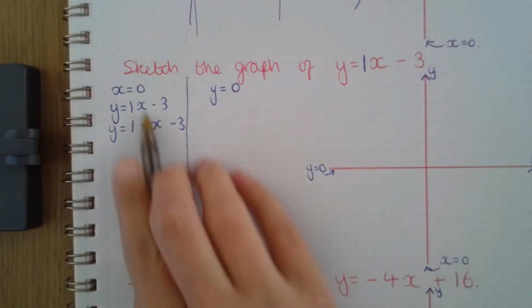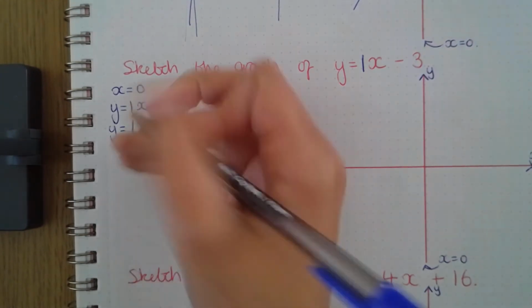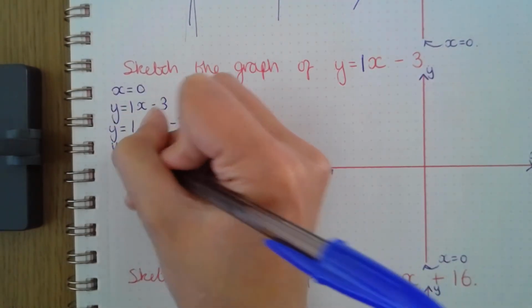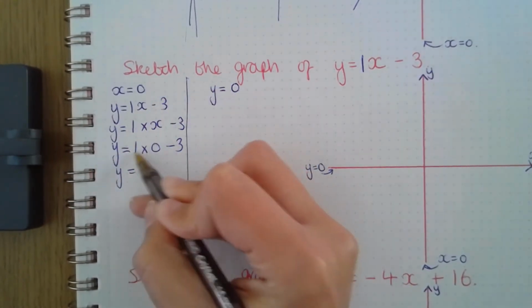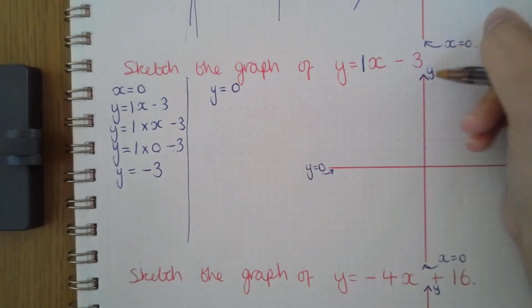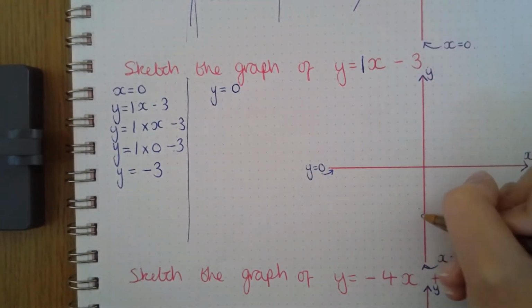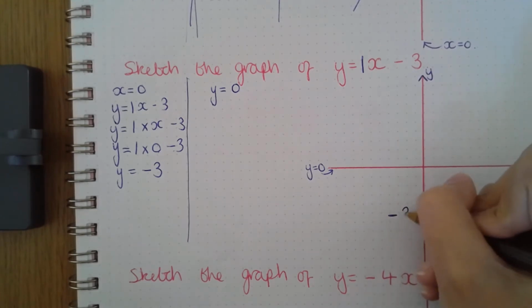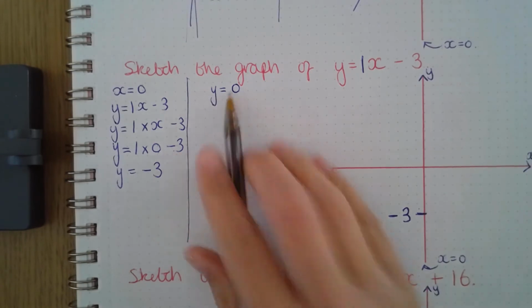But we're saying x is equal to 0, so anywhere I see x, I'm going to write 0. So y equals 1 times 0 take 3. Well, 1 times 0 is 0, take away 3 is -3. So it crosses my y-axis at -3. I'm just going to add it in. About there is -3.